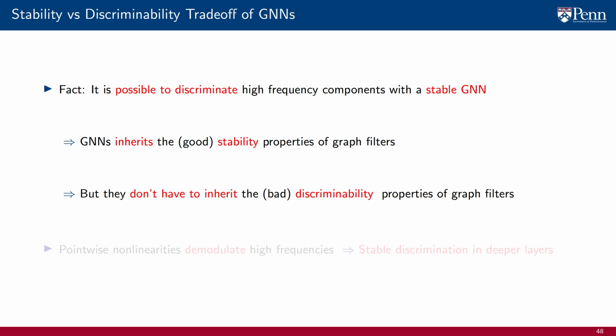But GNNs do not have to inherit the bad discriminability properties of graph filters. They can rely on pointwise nonlinearities to demodulate high frequencies into low frequencies, where they can be discriminated with a stable filter at deeper layers.